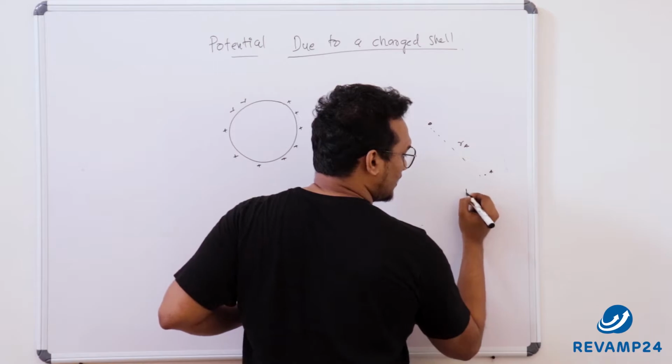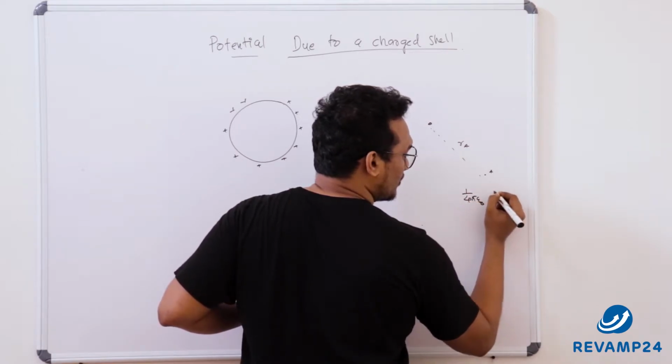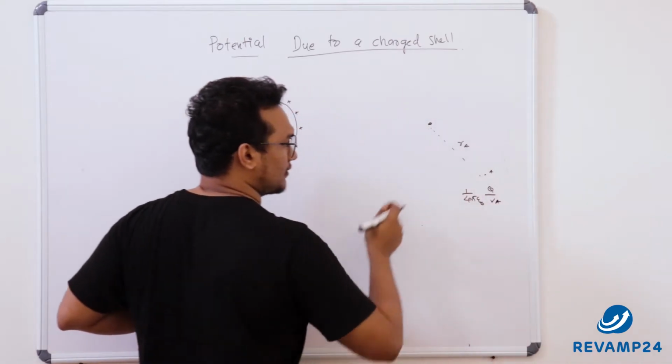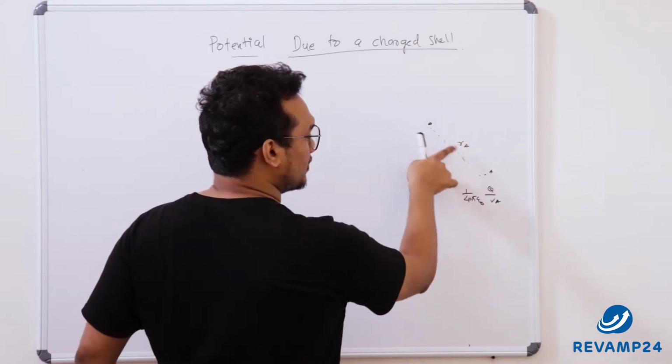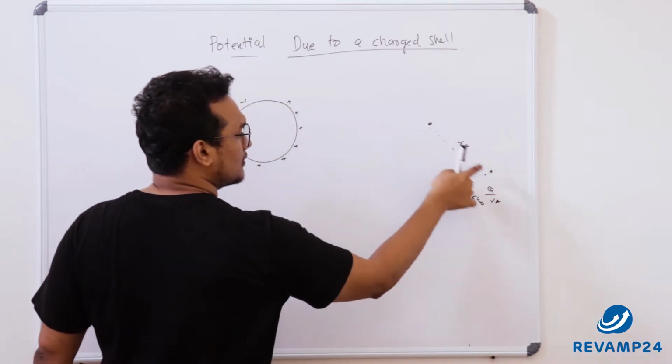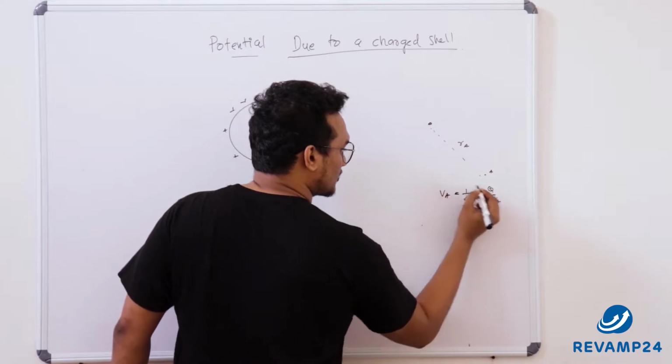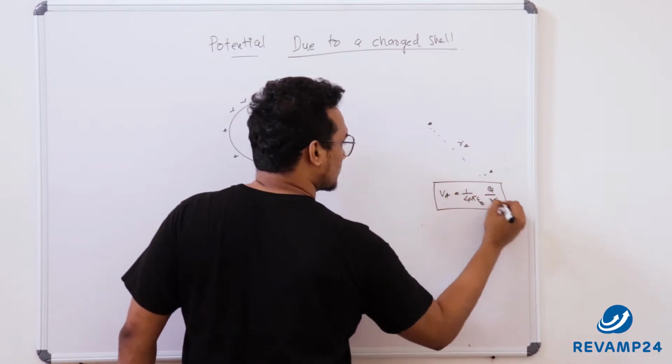The value of potential is 1 by 4 pi epsilon 0 into source charge divided by RA, that is the position vector, or the distance, the shortest distance in between these 2 points. This is the potential VA with respect to a source charge.